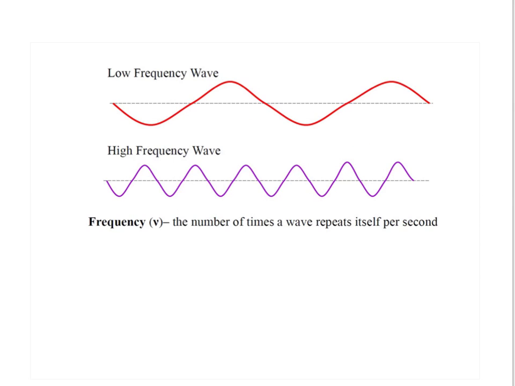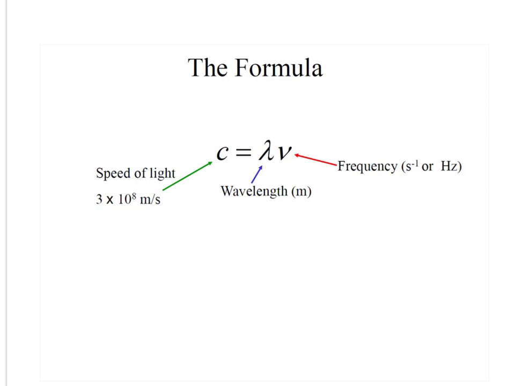A wave with a lower wavelength has a higher frequency as it repeats itself more times per second. In the visual spectrum, violet is considered to be a high frequency light and red is considered to be low frequency light. So here's the formula.